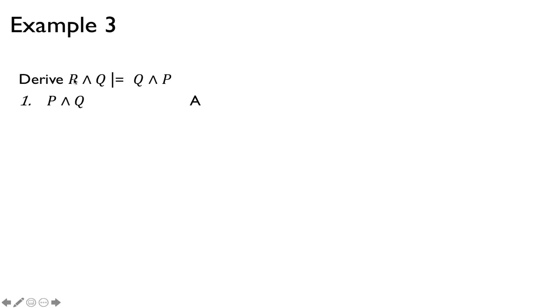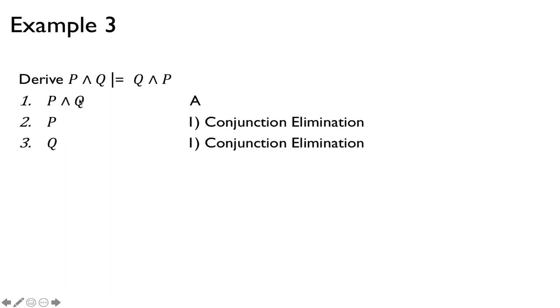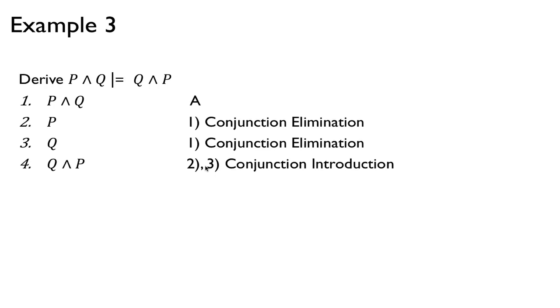Okay, now I want to prove that P and Q entails Q and P. So that seems pretty reasonable. P and Q, that's an assumption. If I know P and Q, I definitely know P. That's conjunction elimination, again eliminating the conjunction. If I know P and Q, I also know Q. And if I know Q and P, I know Q and P. And that's the conjunction introduction that we saw. So that one is not too bad.